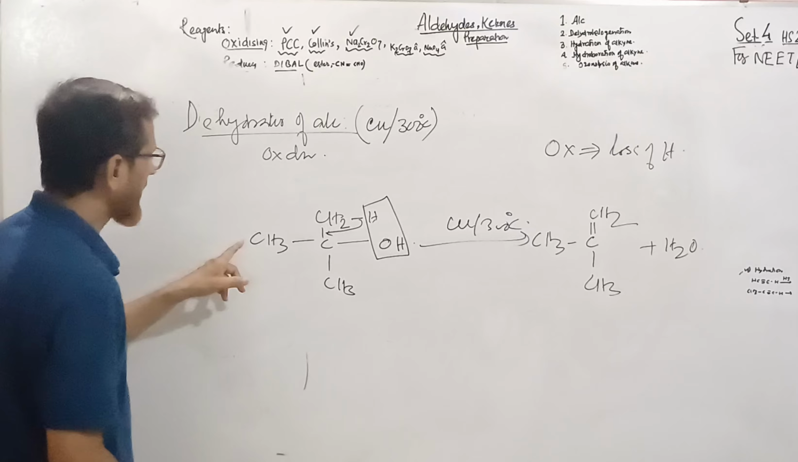Oxidation means loss of hydrogen. How will hydrogen be lost? You see, one hydrogen will be lost from the oxygen, and another hydrogen will be lost from the carbon attached to the oxygen. From that carbon, one hydrogen will be lost. What you get here is CH3CHO. Am I right? You make it a double bond. Okay. Very excellent method.